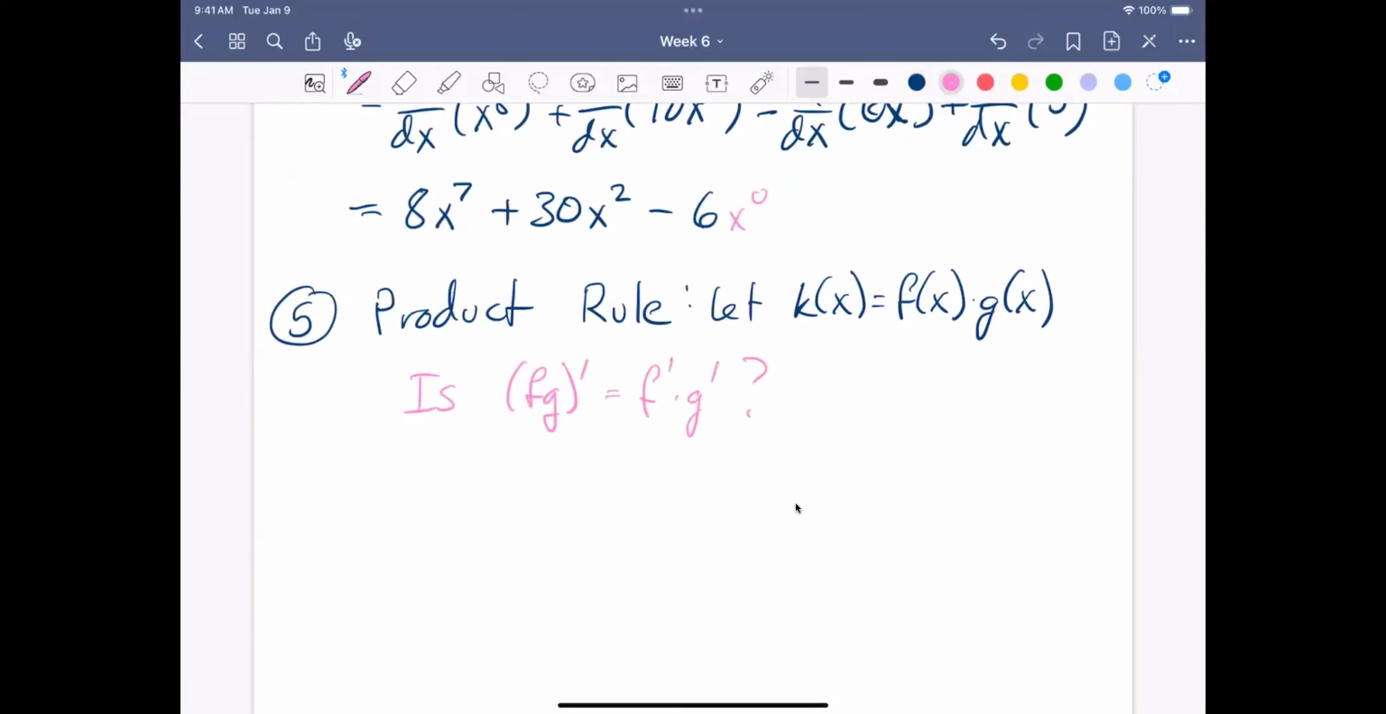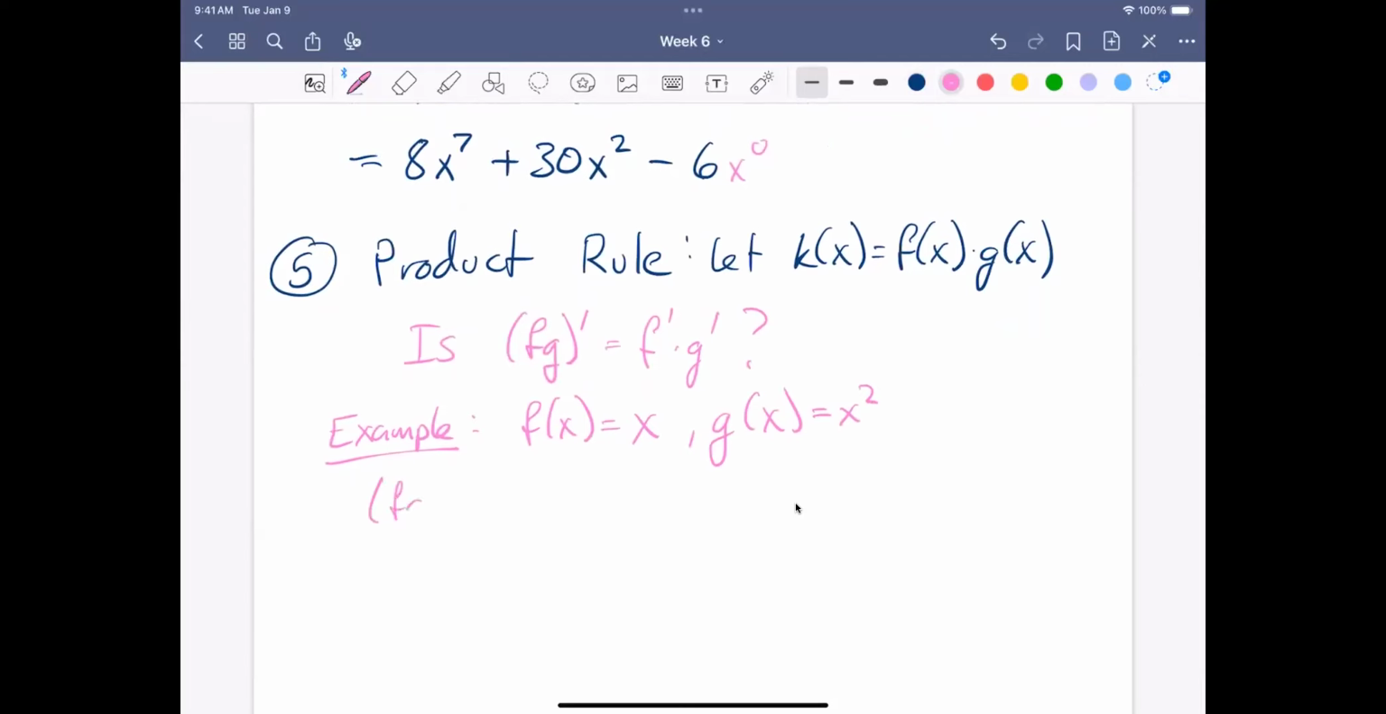Okay. Let's think through a really simple example. Suppose f of x is just x, and g of x is x squared. Then f times g is x times x squared, which gets me x cubed. Taking the derivative of that, by power rule, I know is going to be 3x squared.